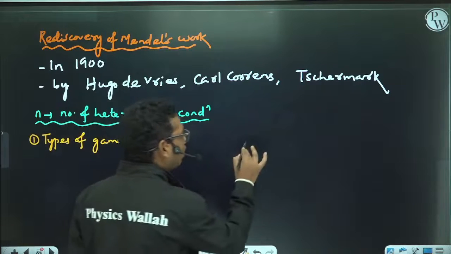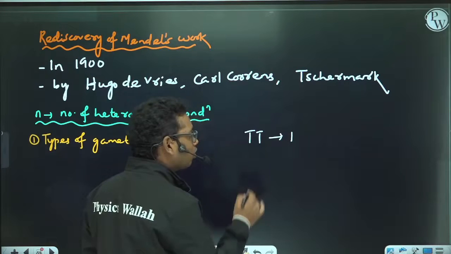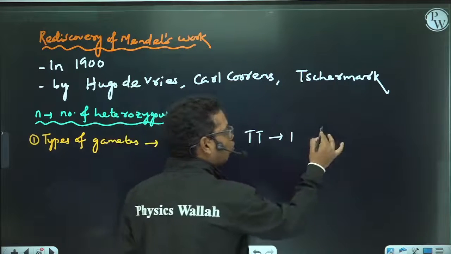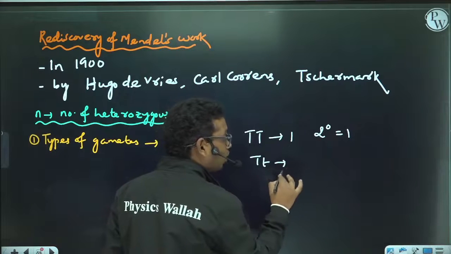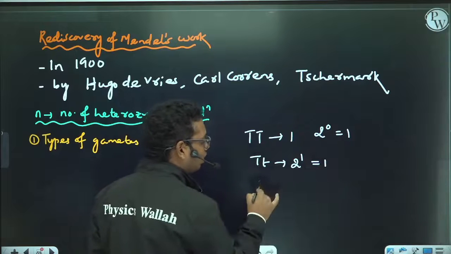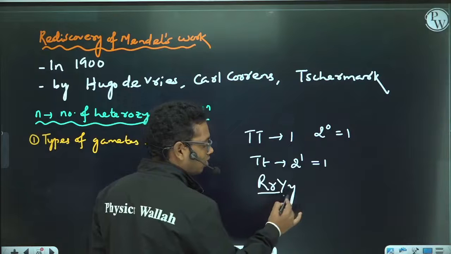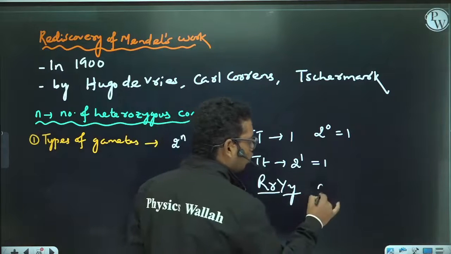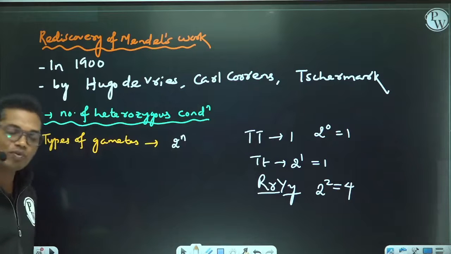Okay, so if I write capital T, it will produce only one type of gamete. Why? Because heterozygous condition is 0, so I will write 2 to the power 0, so it will be 1. If I write capital T small t, it will produce 2 types of gamete because heterozygous condition is 1, so 2 to the power 1. If I write capital R small r, capital Y small y, so it will be one heterozygous, second heterozygous, so it will produce 4 different types of gametes.